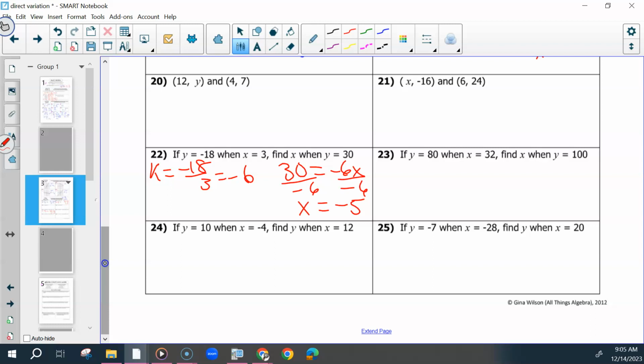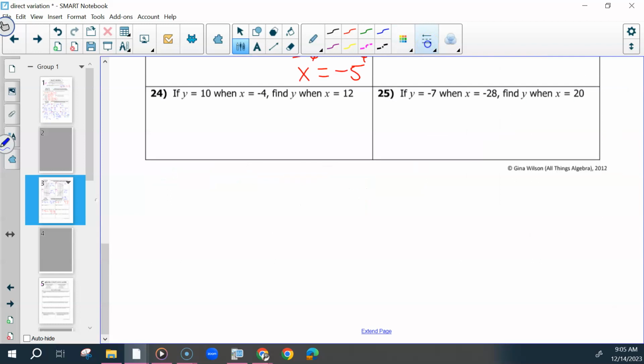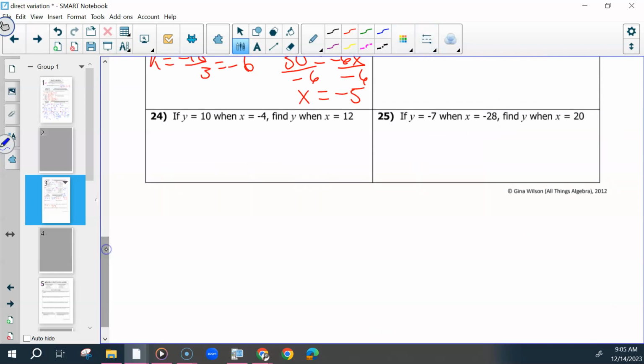Let's do 24. What would be our first step? 10 over negative 4, which would become... I heard things, but I didn't actually hear what you said. It would be negative, I heard a 2 and what? 5. There we go. So negative 5 halves, that will be our k.